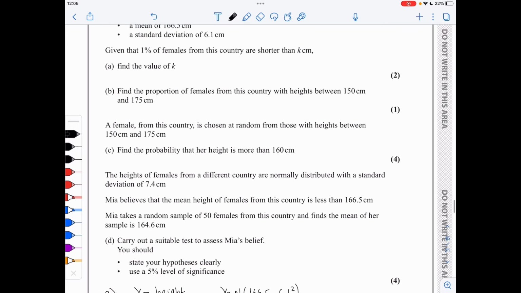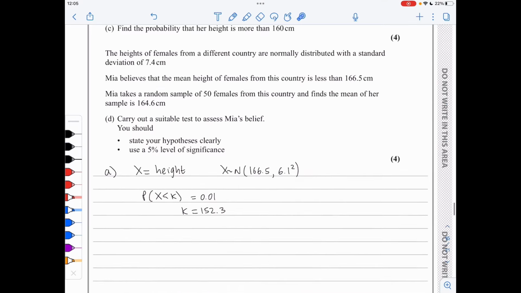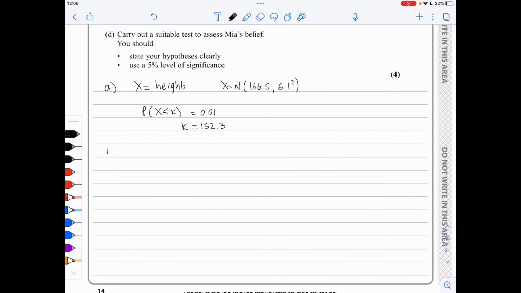B, we need to find the proportion of females with heights between 150 and 175 centimeters. So I simply have to evaluate the probability that I'm between 150 and 175. On the calculator, the normal CD option gives me 0.9148.